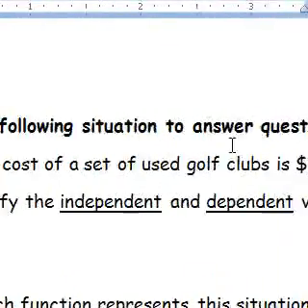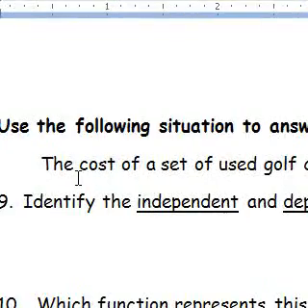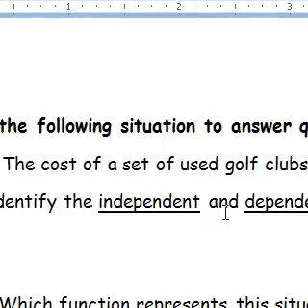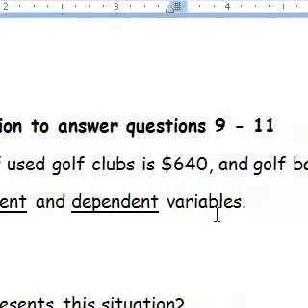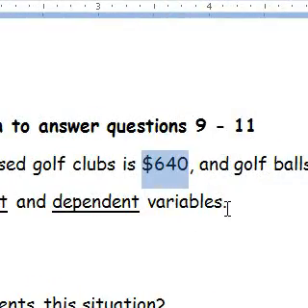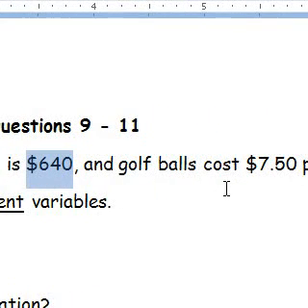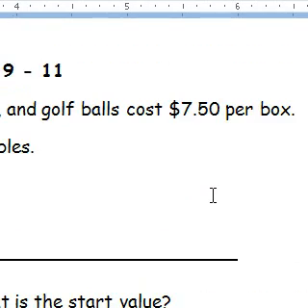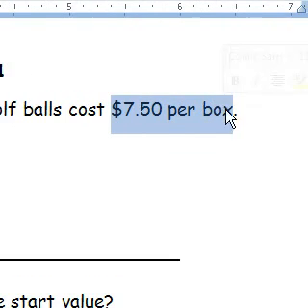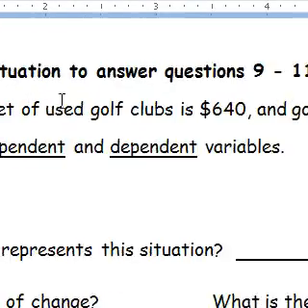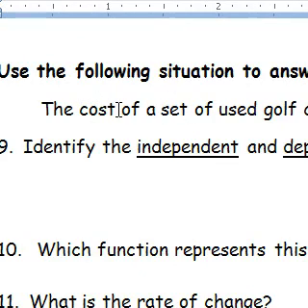Okay, use the following to answer questions 9 through 11. The cost of a set of used golf clubs is $640, and golf balls cost $7.50 per box. Well, look at that. $7.50 per box. Sounds like a rate to me, a rate of change per box. So I can already kind of get an idea of what's going on here.